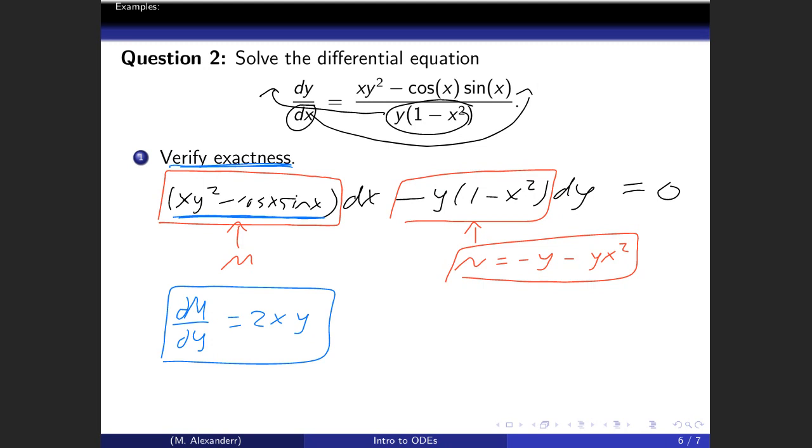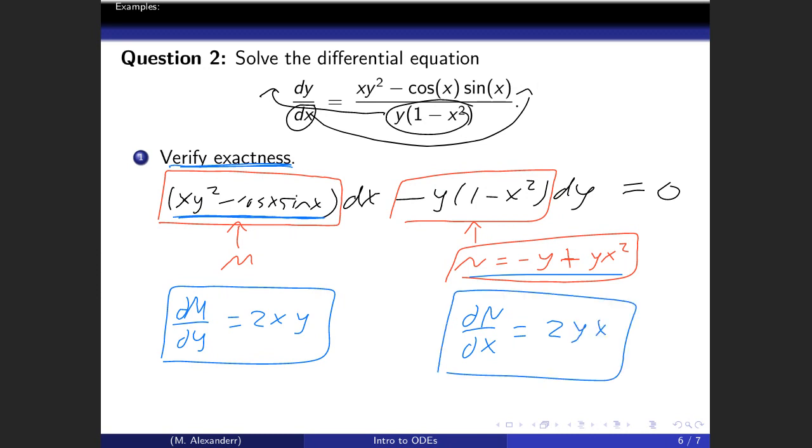Now let's look at the N function, and we're going to differentiate the N function with respect to the x variable. What do we get? And one little correction here, this is supposed to be a plus right here. And so the N function, differentiated with respect to the x variable, is going to be 2yx, which is the same thing as the other one. Okay, so now these are equal to each other, so this is a check mark. And if these are equal, then we are saying that yes, this differential equation is exact. So the ODE is exact. And what does that mean?